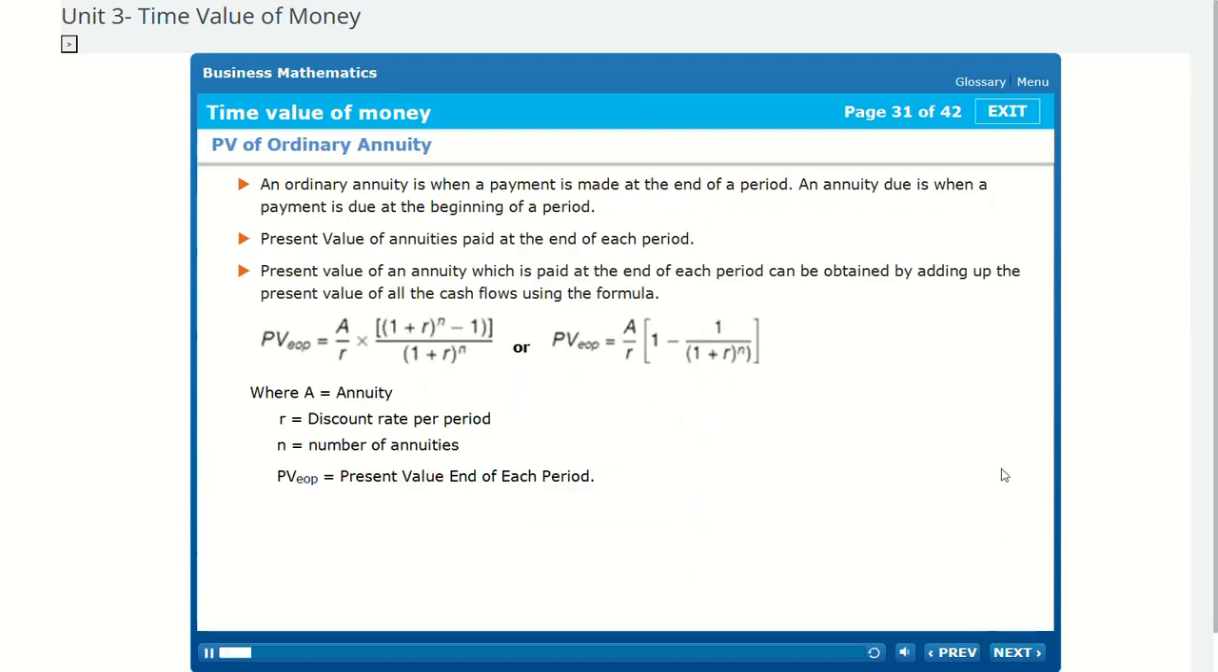PV of ordinary annuity. An ordinary annuity is when a payment is made at the end of a period. An annuity due is when a payment is due at the beginning of a period. Present value of annuities paid at the end of each period. The present value of an annuity which is paid at the end of each period can be obtained by adding up the present value of all the cash flows using the formula, where A equals annuity, R equals discount rate per period, N equals number of annuities.